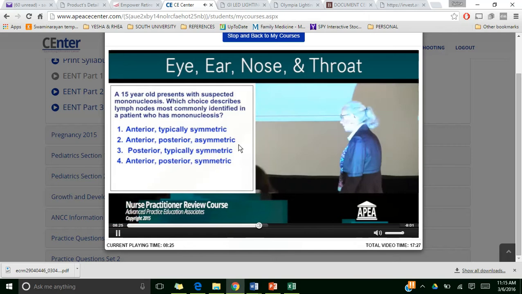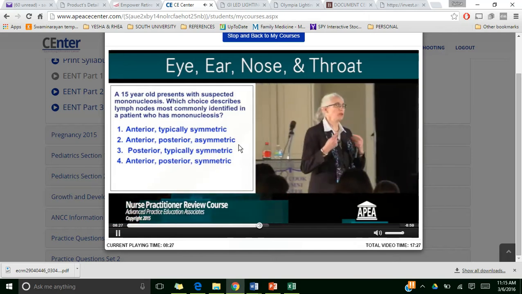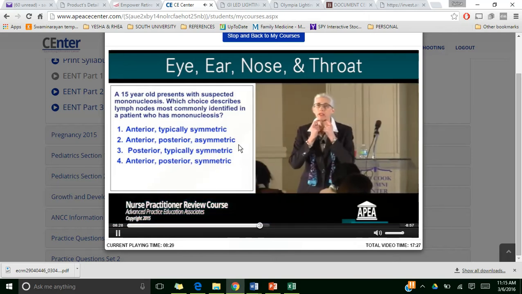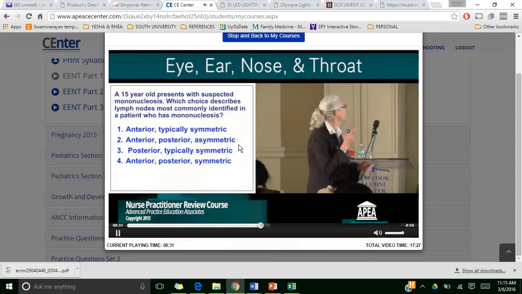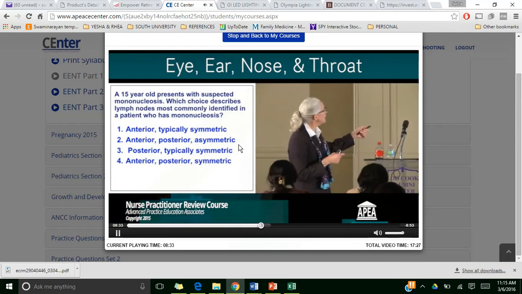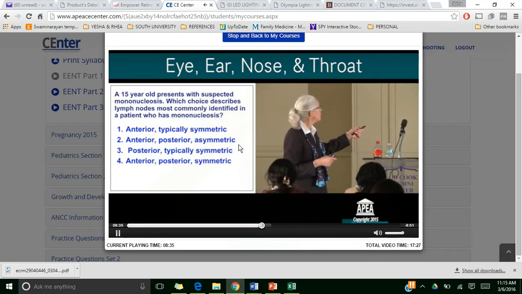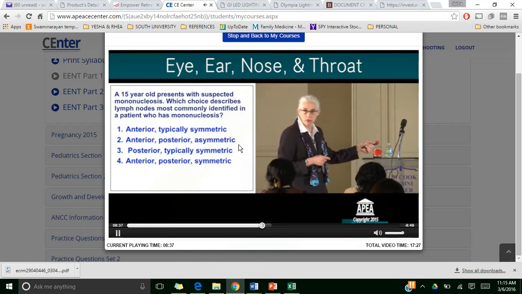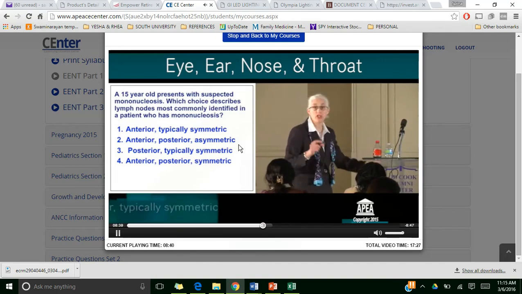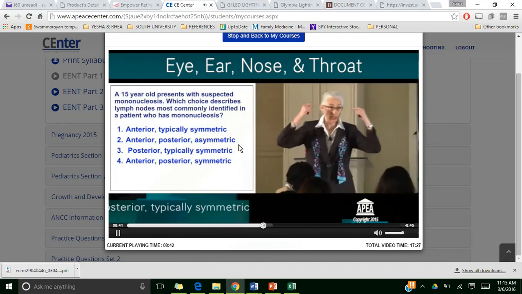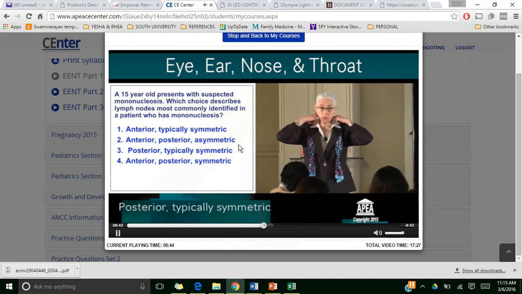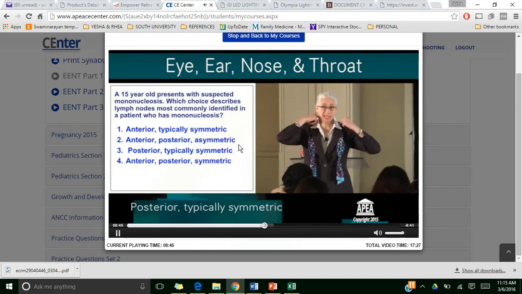So circle number 3. Here's a tetrad, the 3 F's and an L: fatigue, fever, pharyngitis, and lymphadenopathy. Once again, posterior cervical nodes are most commonly involved. So how are you going to diagnose it? Well, you really can't look at a patient and say, you look just like you have mono. But what you need to do is a screening test that is called a monospot.